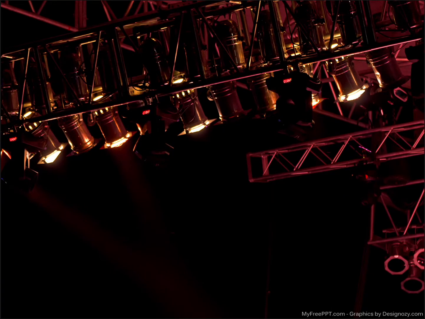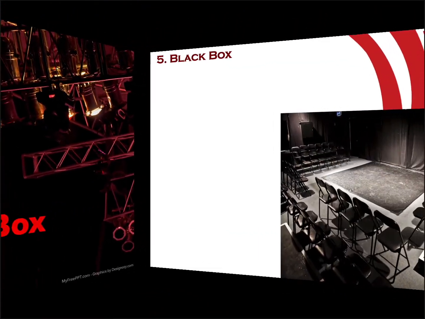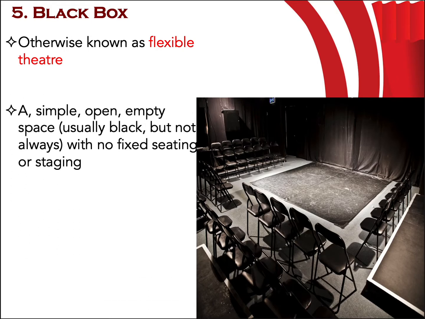Moving on to our next stage type, which is the black box stage. So now when we're talking about a black box, we are talking about flexible theater. As you can see from the image, it's basically an open empty space. Sometimes it's black, it's not always black. The color doesn't really matter, but traditionally a black box is black. And it has no fixed seating and no fixed staging. So basically you can configure whatever you want out of this space, and that's why they call it flexible theater.